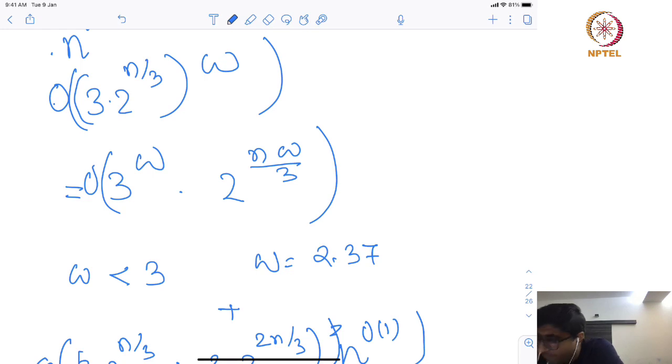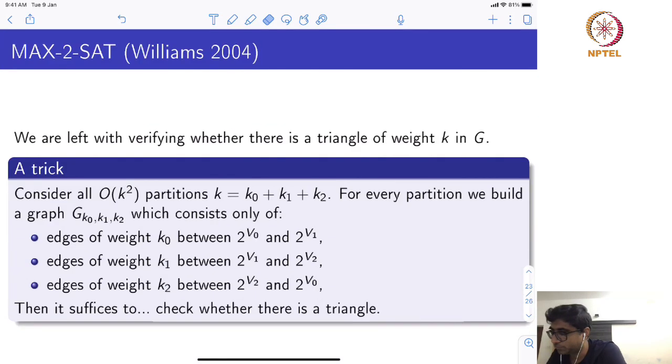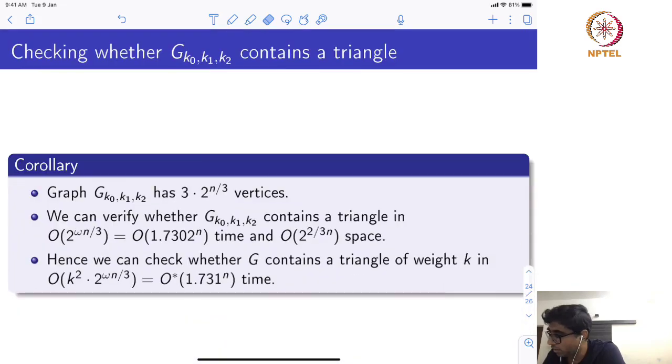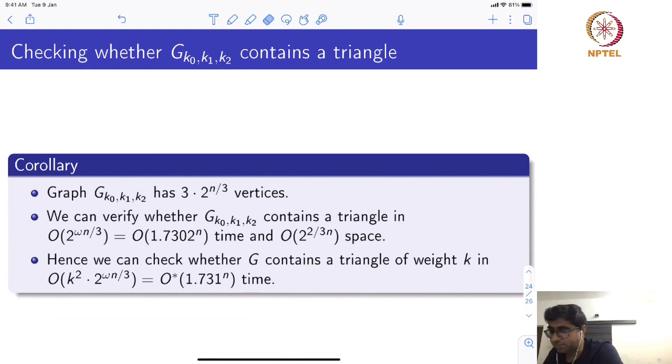So this would have been a better than 2 to the power n algorithm even if we had a matrix multiplication algorithm only as good as something better than n cubed. If we can get a matrix multiplication algorithm running in n squared time, then this algorithm will run in time 2 to the power 2n by 3, right. But currently, it is the matrix multiplication running time which dominates this algorithm.